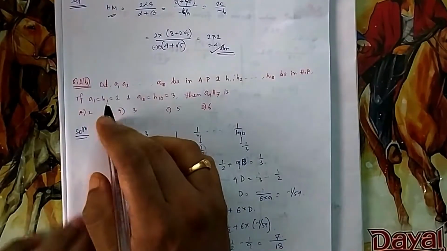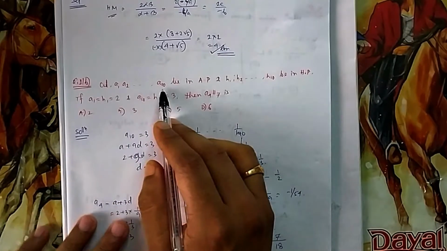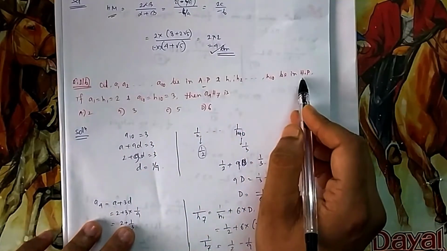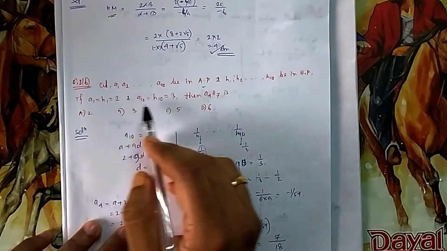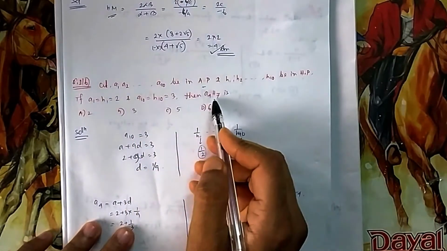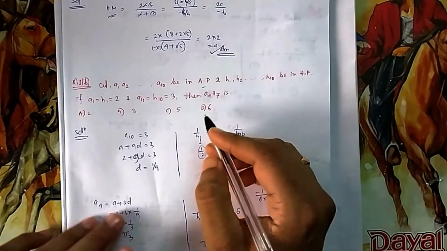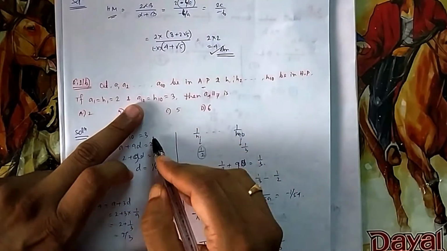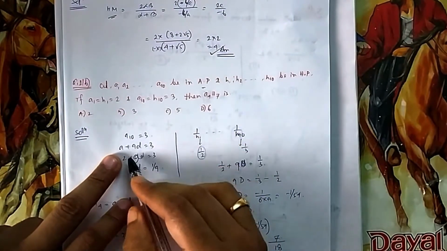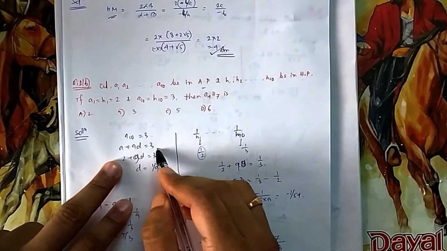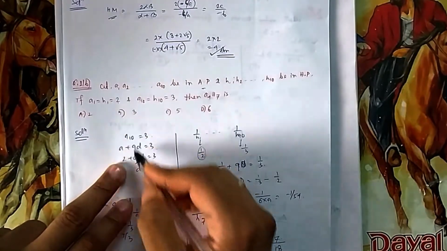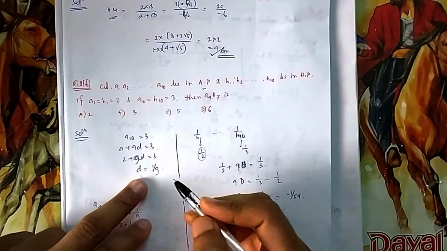Now if you come to 1b, let a1 up to a10 be in AP and h1 to h10 be in HP. a1, h1 is given, a10, h10 is given, then they are asking you to find a4 and h7. Again, what is given to you? A10 is given to you, so you know the formula for a10, a plus 9d is equal to 3. First term is already given, so you can calculate d.